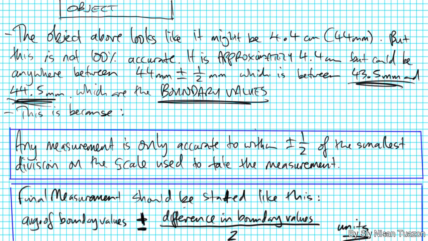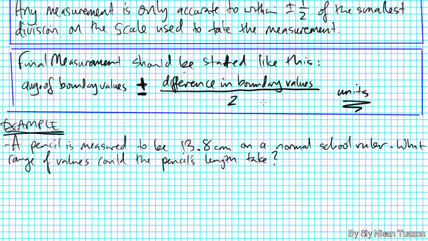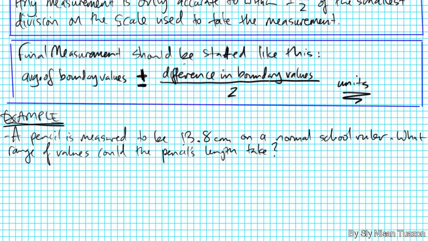So a lot of your questions are going to ask you to find the boundary values or the range that the measurements can be in, but also it'll ask you to just state what the measurement would be. So to give you an idea of how you would state the final measurement while considering the error, what you need to write is just find the average of the boundary values, and then you write plus and minus, and then it'll be half of the difference in the boundary values. So the difference would be the larger, higher boundary minus the smaller one, and then you put your units there, and that is how you would state it if it's not just asking for the range.